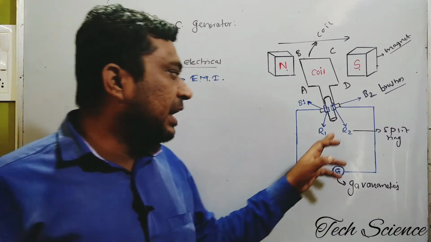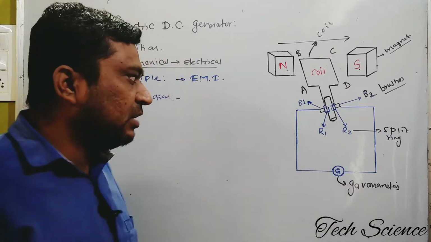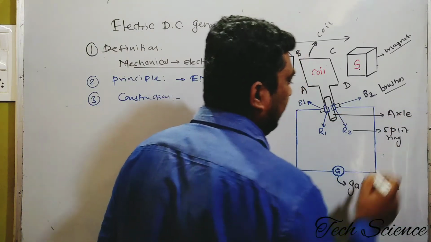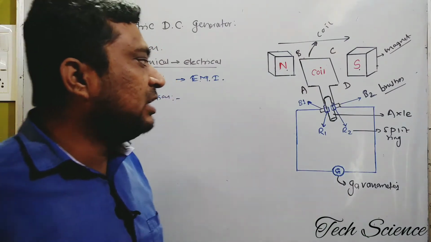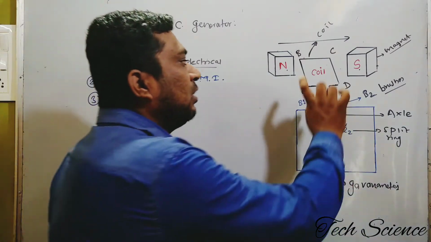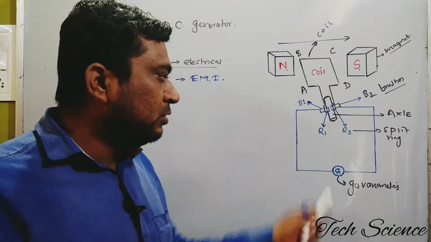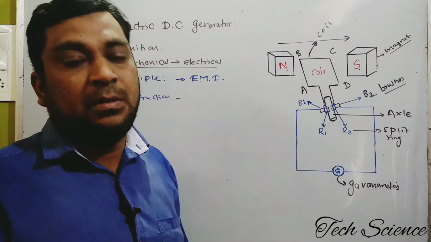We have this axle. This axle is used to rotate. Where is the axle? This is the axle. When the axle gets rotated, the split rings also get rotated along with the coil ABCD, and voltage gets induced. Because of that, current gets produced. So this axle will be rotated by some external means.